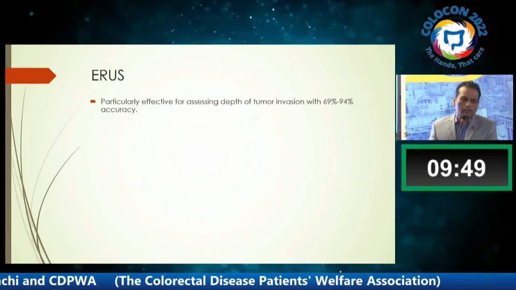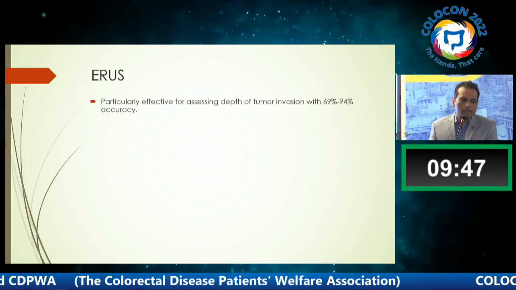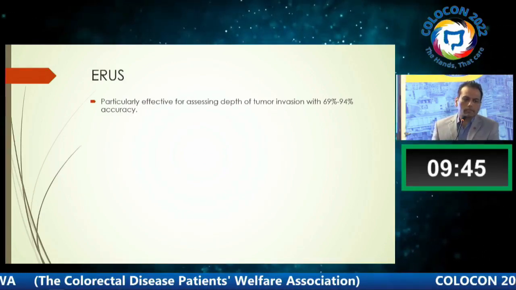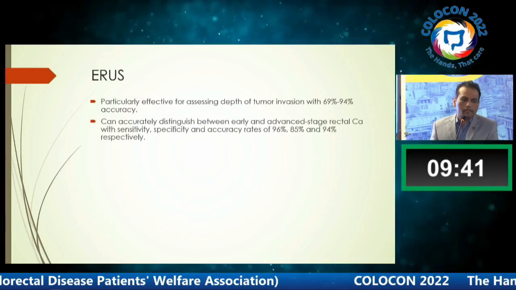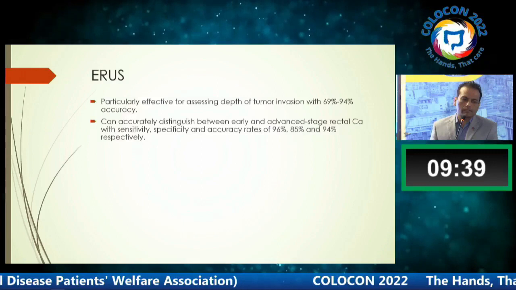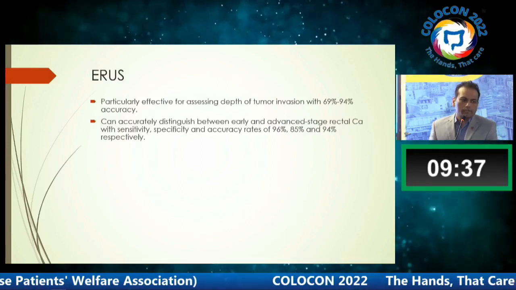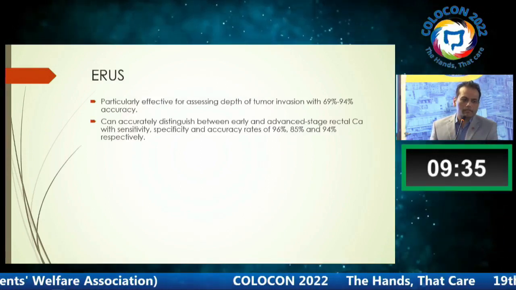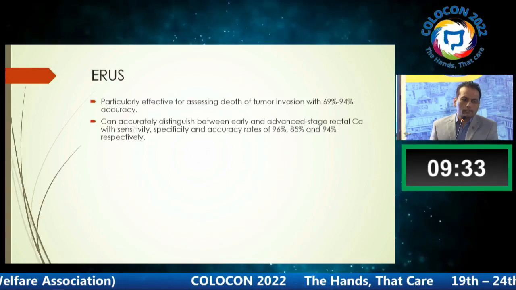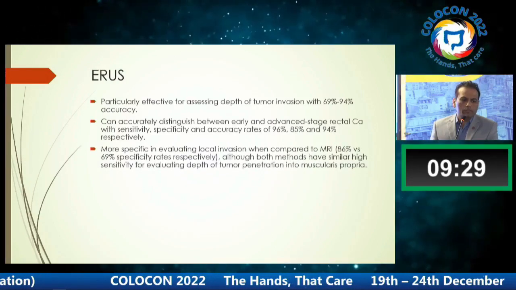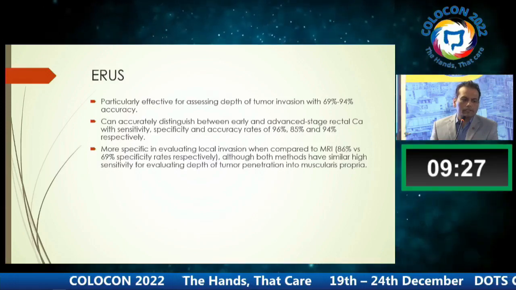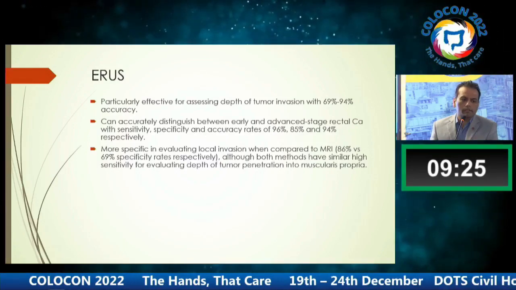So endorectal ultrasound is particularly effective for assessing depth of tumor invasion with 69 to 94% accuracy. It can accurately distinguish between early and advanced stage rectal cancer with sensitivity, specificity, and accuracy rates of more than 90%. It's more specific in evaluating local invasion when compared to MRI, that is T1 and T2 lesions.